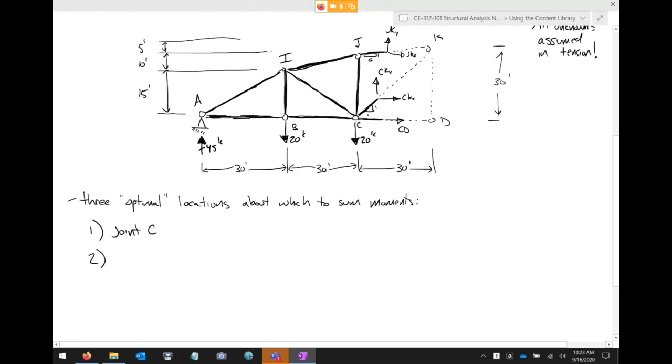Another potential place to sum moments would be joint K. Now, here's the thing. Of the 3 locations I am going to point out, this one is not recommended. Now, let me ask you this. I'm just going to ask the class, okay? You could sum moments at K to get one of your unknowns, but I'm not recommending that you sum moments at K. Can anybody guess why I'm not recommending that you sum moments at K?